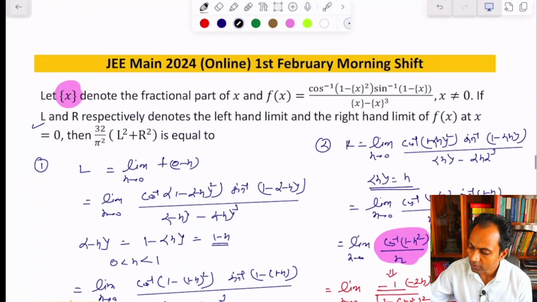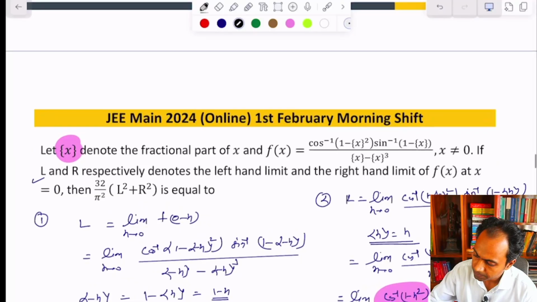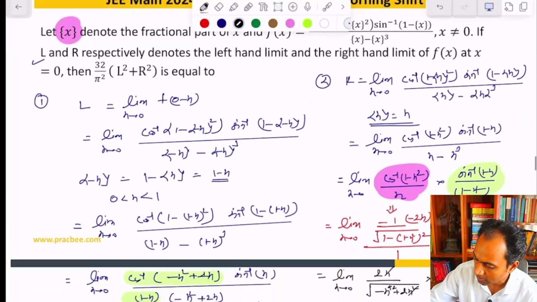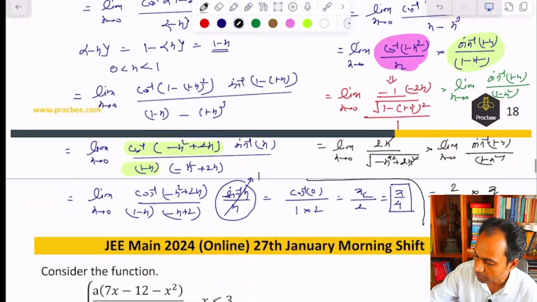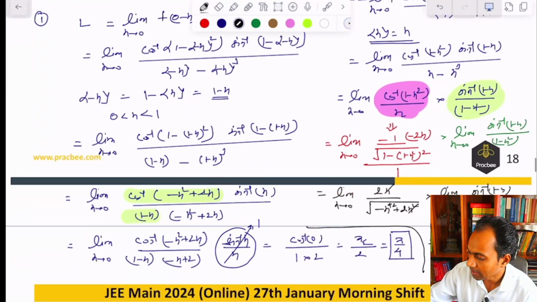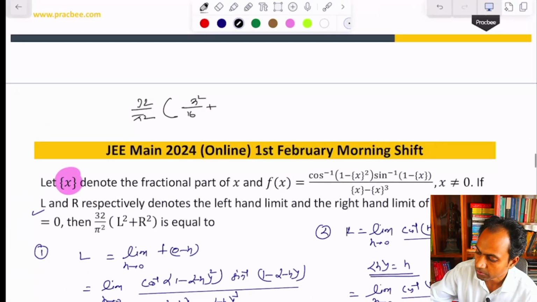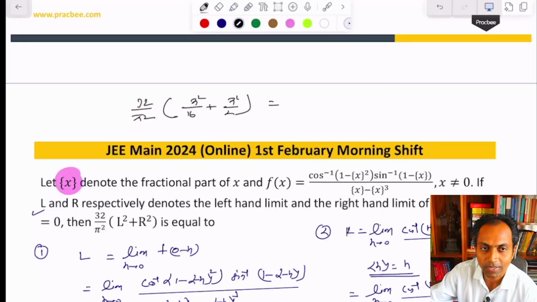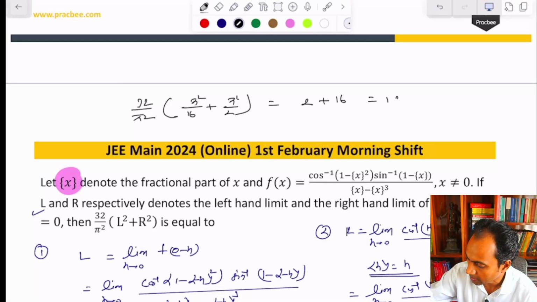Now let us go back to the question. Question says that 32 by pi square, L square. So L was nothing but pi by 4, if you remember. If I take this value, this will become pi square by 16. And RHL has come out to be pi by root 2. So if I square, pi square by 2. And now if I multiply this, you can see that pi square is getting cancelled out. The first part will become 2. Second will become 16. If I add them, the answer comes out to be 80.